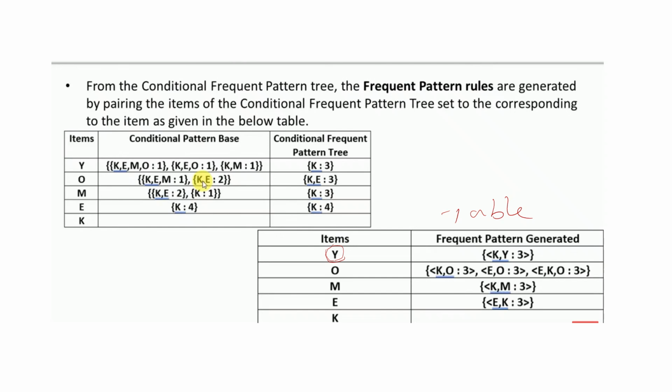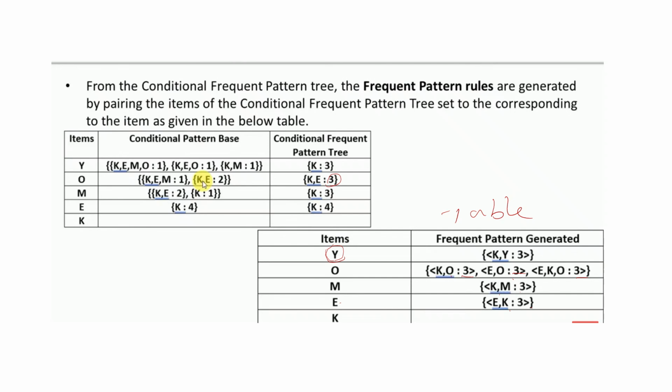Now O has two items, K and E, so KO is one pattern and EO is another pattern, because we have two items here, K and E. So KO is one set and EO is another set. Then KEO is another set. The value of this is 3 in all sets, all patterns. Then M has only one K, so K and M alone, the value is 3. Then E has only one K, so K and E is 3.